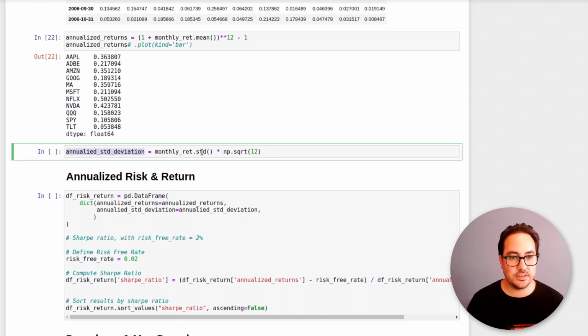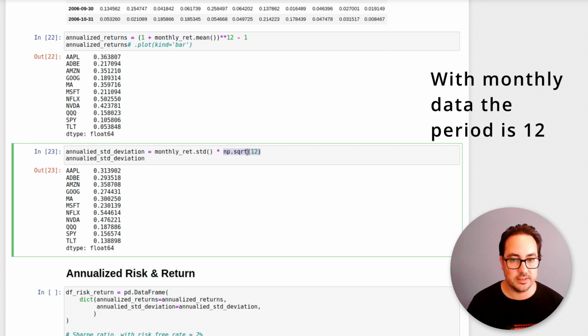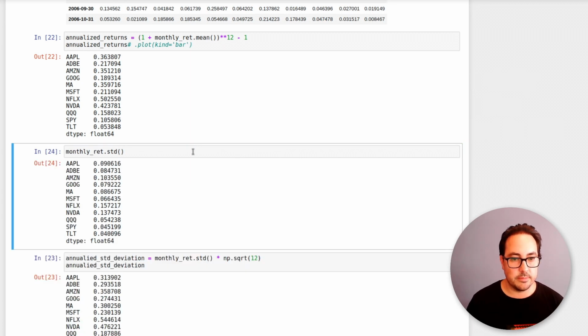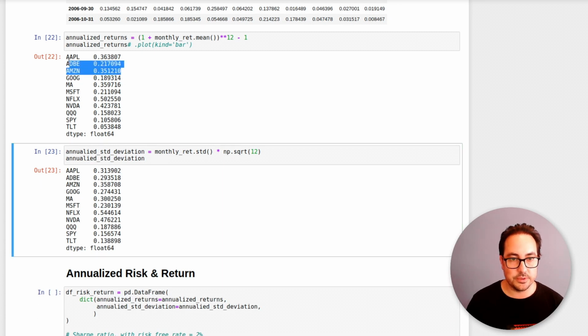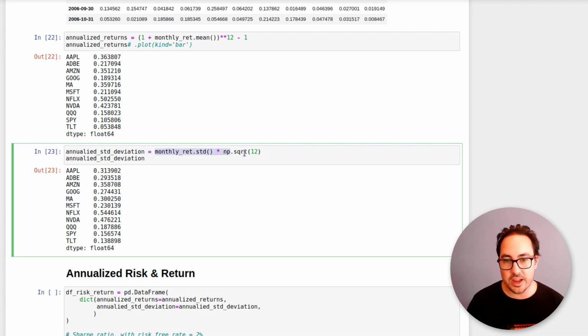So, and then there's the standard deviation. So basically the way you compute it is compute the standard deviation and then you multiply by the square root of the period that you're working with. So if you just compute the standard deviation, this will be at the monthly level. And in order to make it comparable to this, we need to annualize it also. So basically, this is the way you annualize the standard deviation. And this gives you an idea of the risk of the stock.